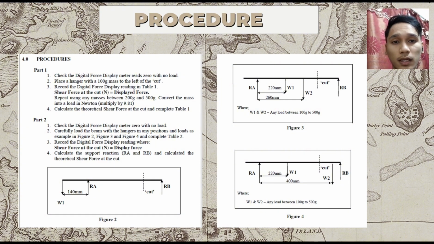For part 2, first, check the digital force display meter is 0 with no load. Second, carefully load the beam with the hanger in any position and load, as in the examples in figure 2, figure 3 and figure 4, and complete table 2. Third, record the digital force display reading, where the shear force at the cut is equal to the display force. And last, calculate the support reactions RA and RB and calculate the theoretical shear force at the cut.